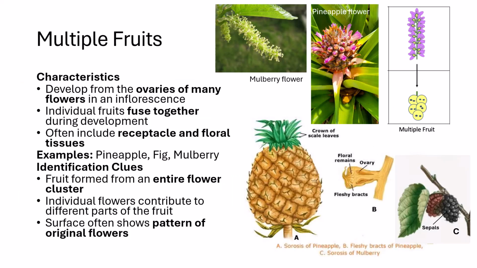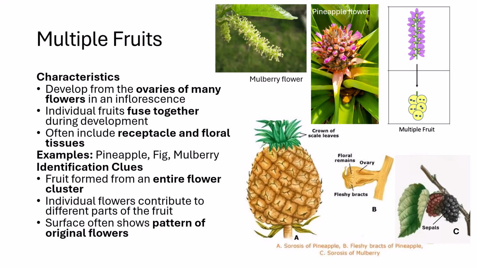Multiple fruits develop from many flowers within a single inflorescence, rather than from just one flower. As the fruits mature, the ovaries from these individual flowers fuse together along with other floral tissues such as the receptacle to form a single larger fruit structure. A familiar example is the pineapple. Each segment on the outer surface of the pineapple represents a separate flower from the original flower cluster. As the fruit develops, the tissues from these flowers merge together to form the pineapple we recognize. Other examples of multiple fruits include figs and mulberries.